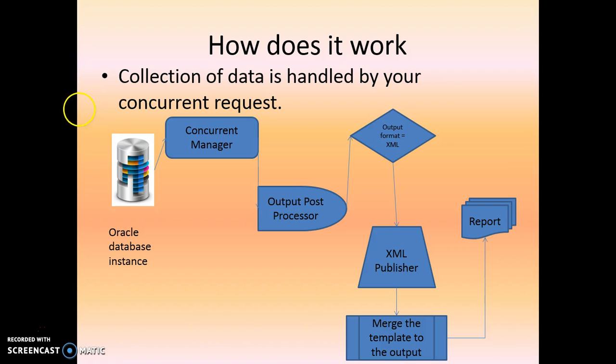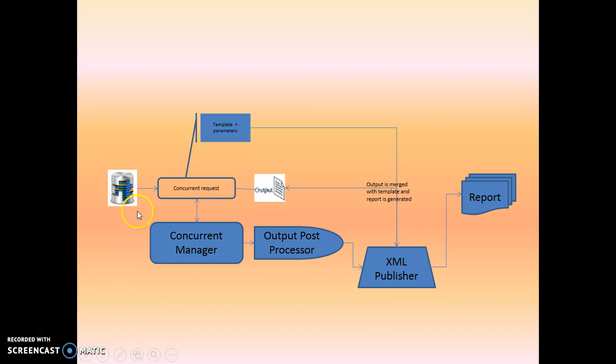The concurrent manager would then pass the control over to the output post processor, which will look at the output. If the concurrent program is set to have an output equal XML, XML Publisher is called, which would merge the template to the output and would deliver the reports accordingly. So as you see here, the concurrent request will talk to your database.